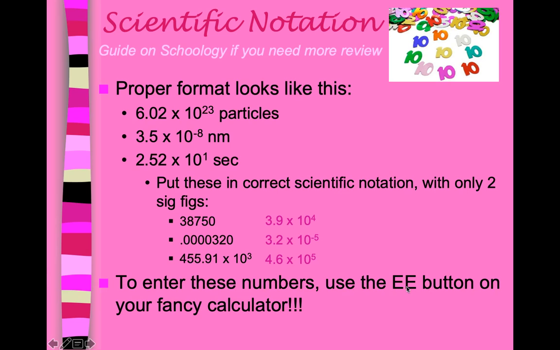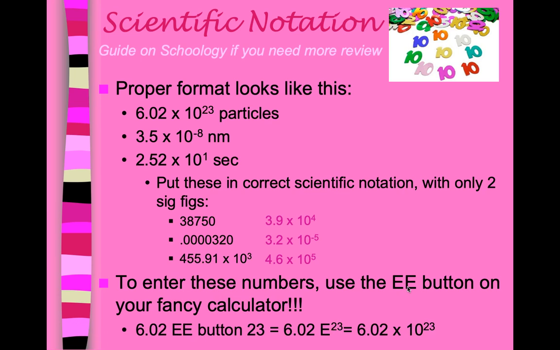It's the EE button. If you're using like a graphing calculator, Texas Instruments, it's above the 7 and then there's like a comma. It's the second button. We'll talk more about that later. But that EE button puts it into scientific notation for you without having to use times 10 and the caret key.